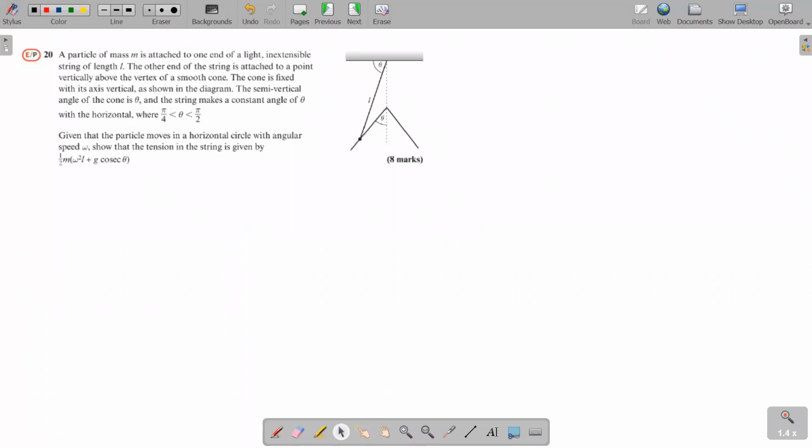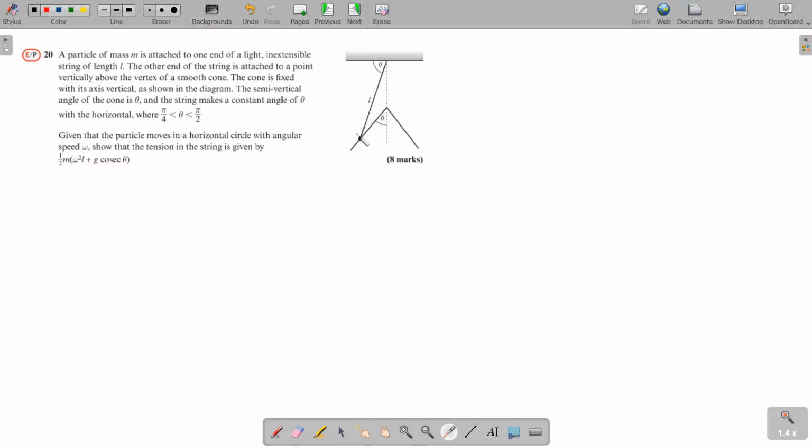Okay, so we'll move on to question number 20. A particle of mass m is attached to one end of a light inextensible string of length L. The other end of the string is attached to a point vertically above the vertex of a smooth cone. Okay, vertically above the vertex of a smooth cone.